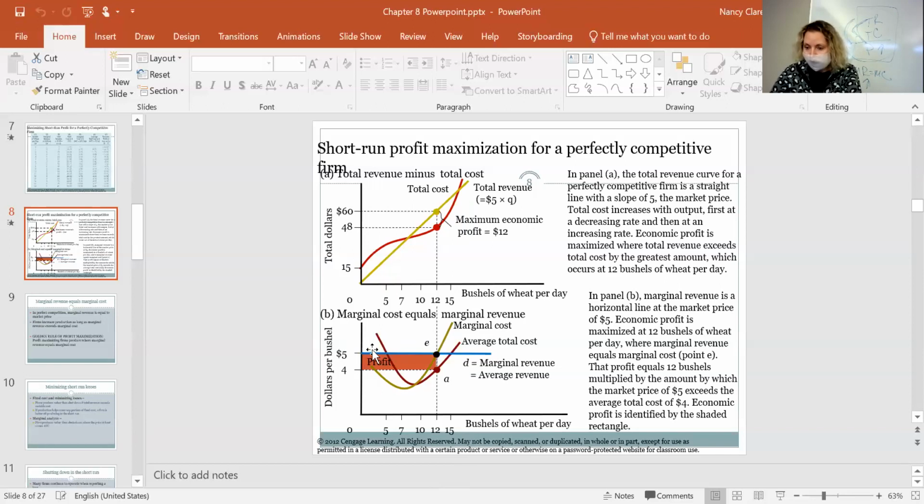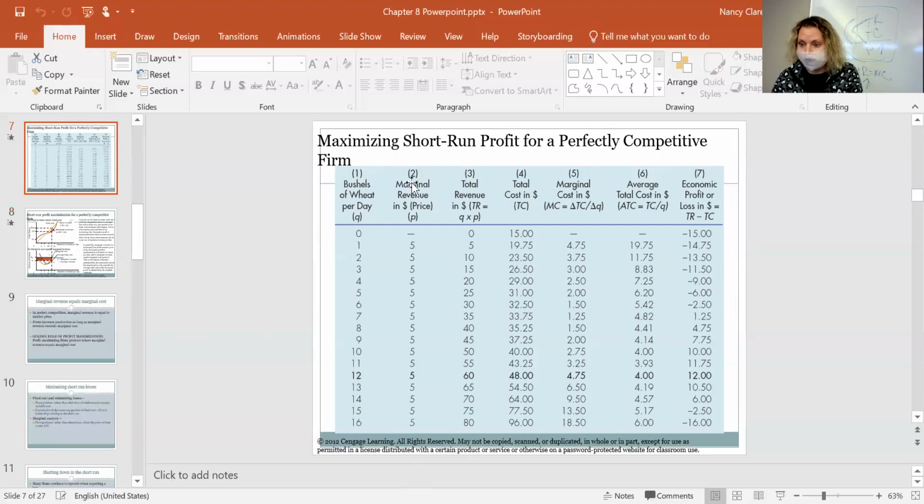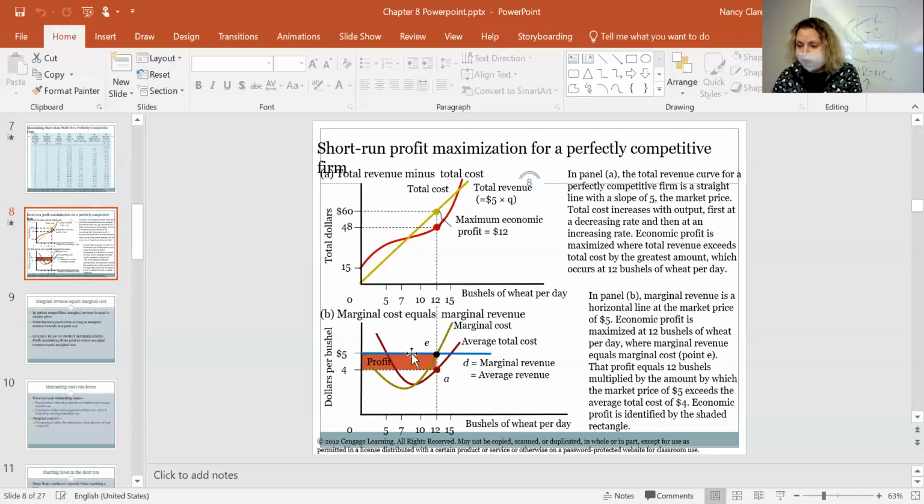Then we have this perfectly horizontal blue line at $5. Well, you've seen that before. That was our firm's demand curve, not the market demand curve, our firm's demand curve, right? It is also equal to marginal revenue. Our marginal revenue, remember, was $5. No matter what the quantity was, it was $5. And so not only is that our demand curve, it also is our marginal revenue curve or line.